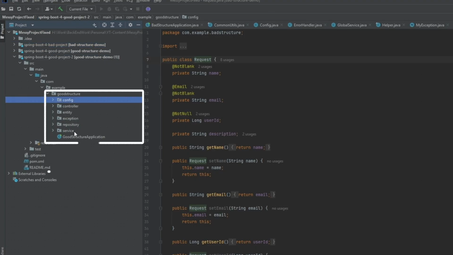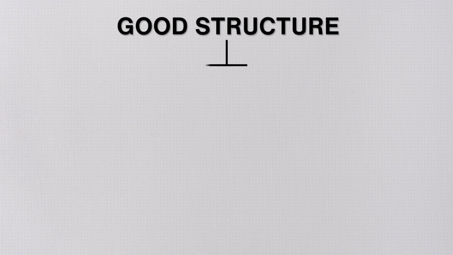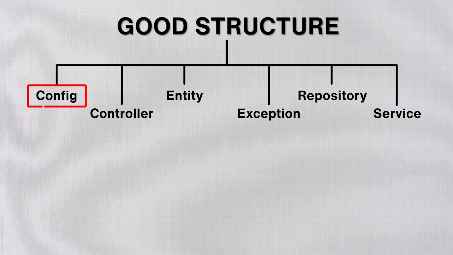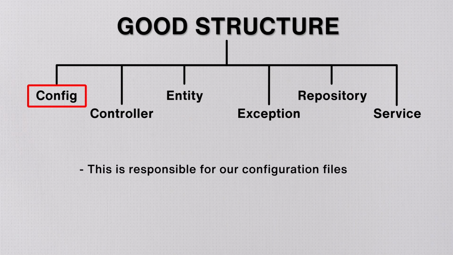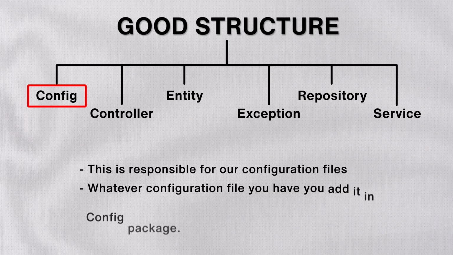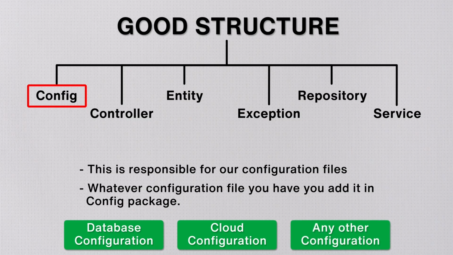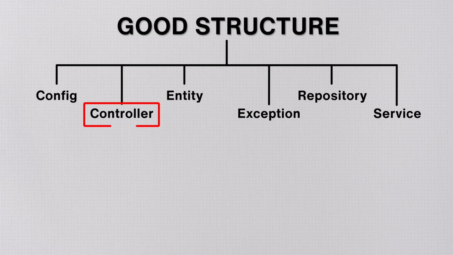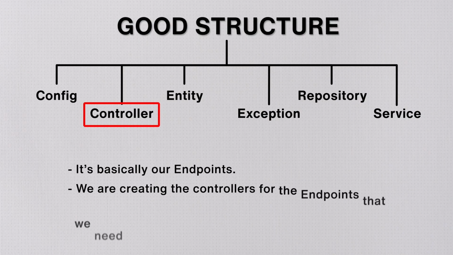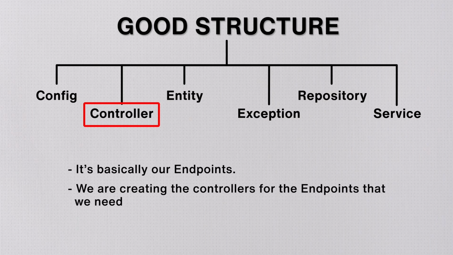I have created this kind of structure. We have several packages. The config package is responsible for our configuration files. Whatever configuration file you have, you add it in the config package. Whether you're talking about database configuration, cloud configuration, or some other kind of configuration, you just add it in the configuration package. In the controller package, it's basically our endpoints. What endpoints do we have? You're creating controllers for the endpoints that you need.